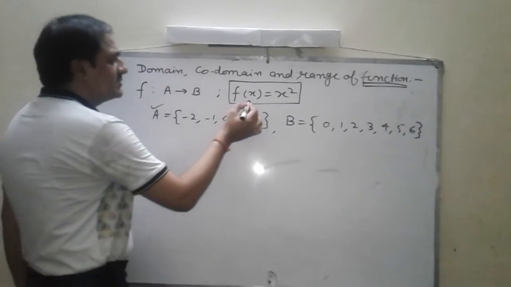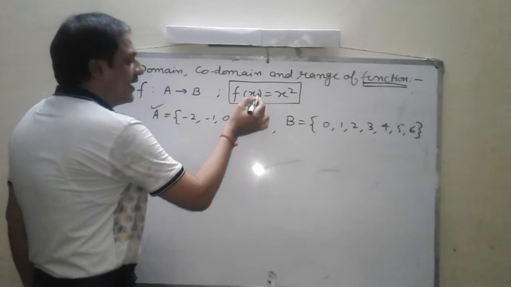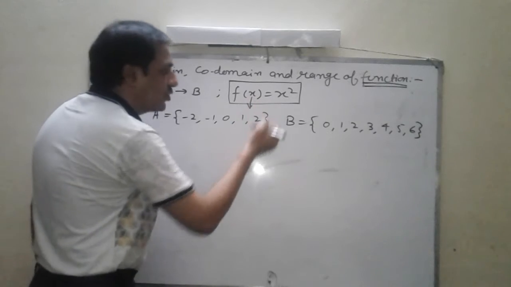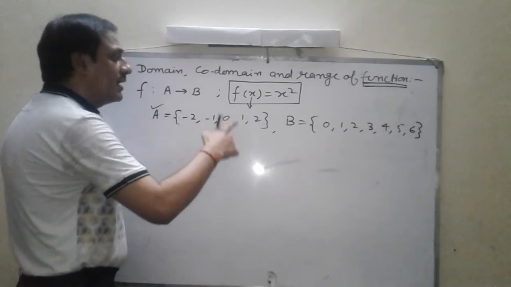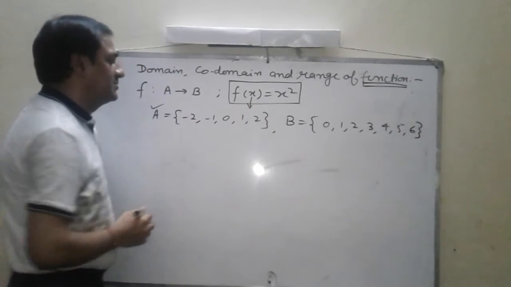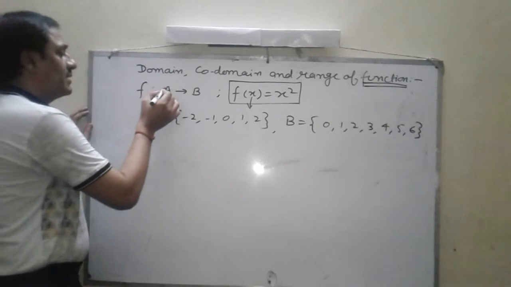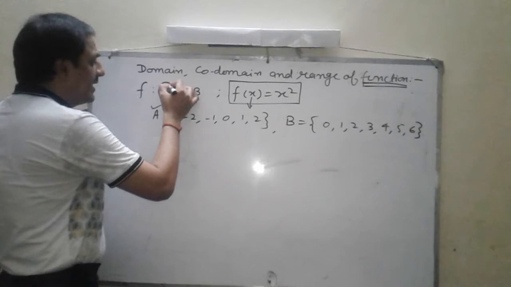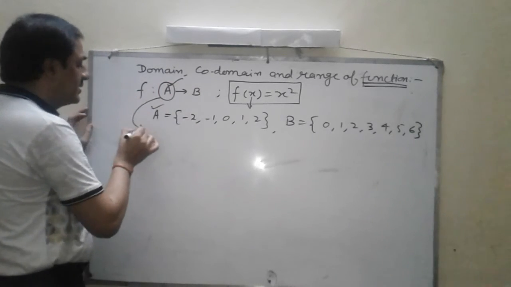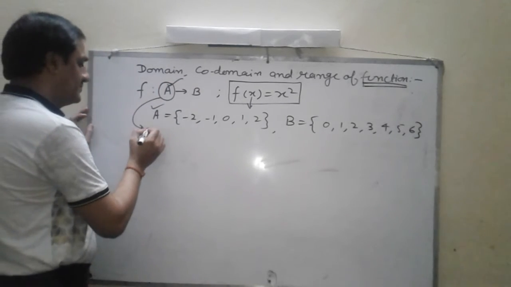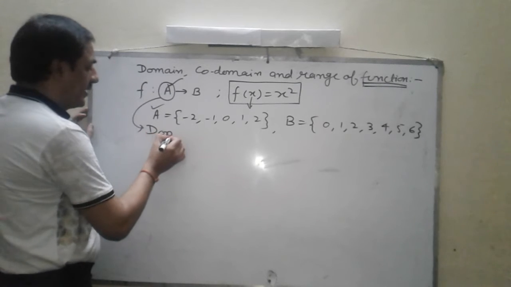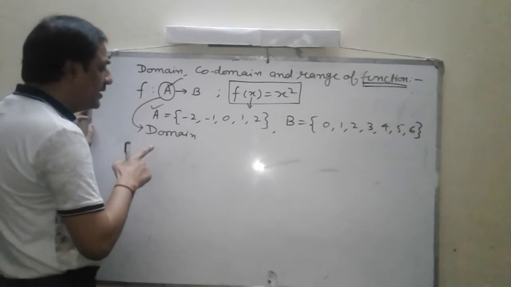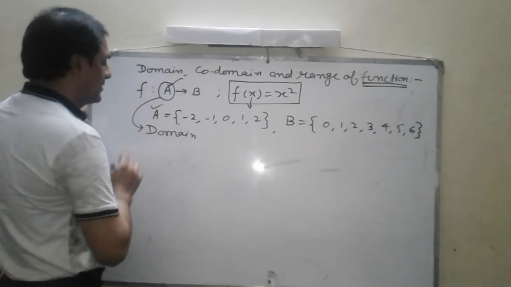Here x is the domain and the values of f of x are called the range. Here the set of all the elements of set A are called the domain of the function. The set of all the elements of set A are called domain of the function.